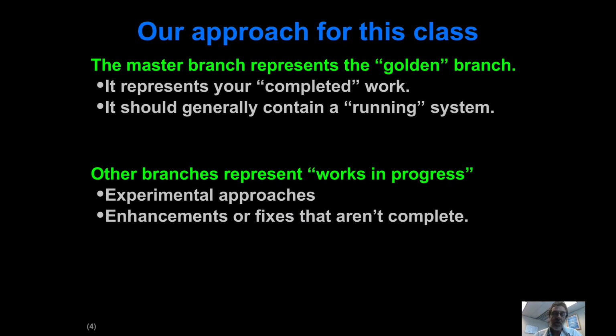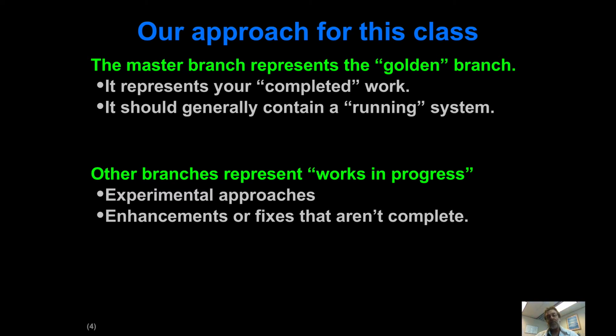Okay, so in this class, our approach is going to be to say that the master branch is, I like to call it, the golden branch. It's the branch where if you run the program, the code that's contained in the golden branch should be working solid, as bug-free as you can make it.